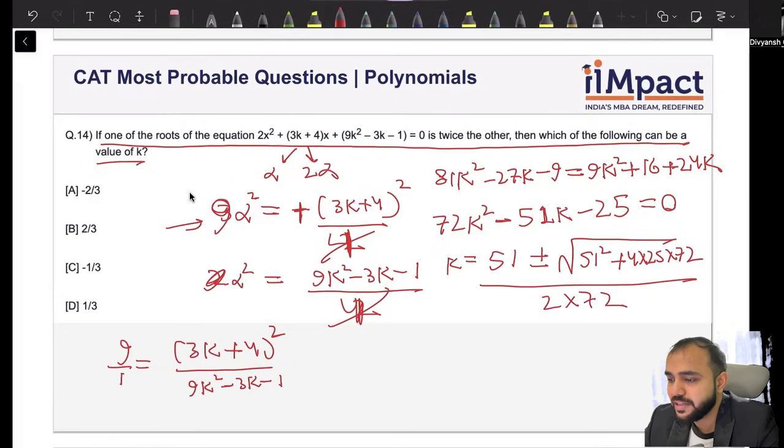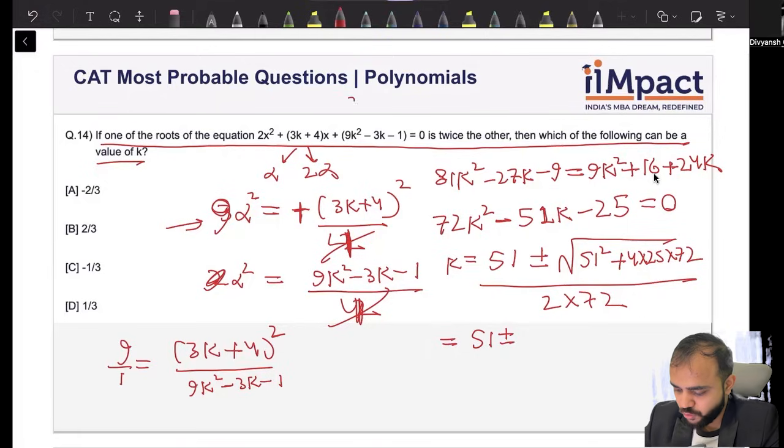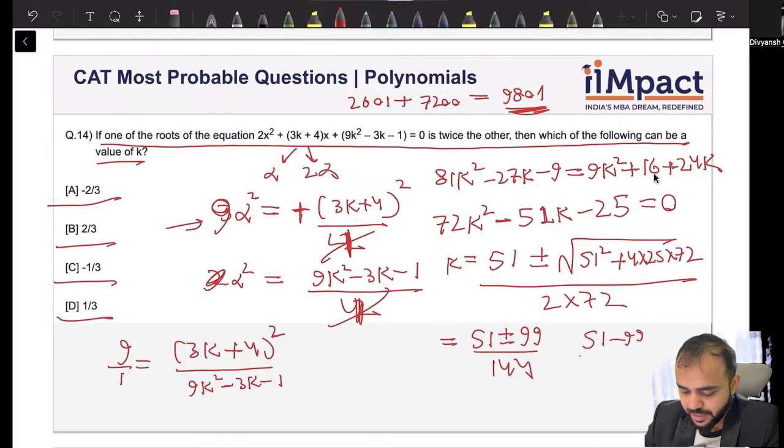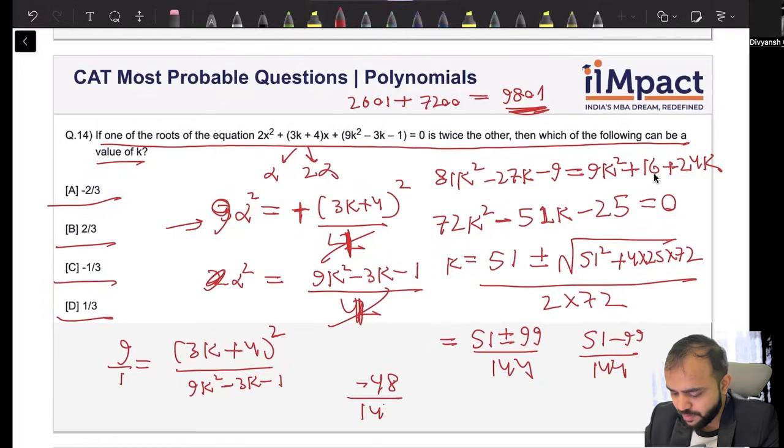So I can find the value of k from here. So this will become 51 plus minus, this is 2601 plus 7200, which is 9801, which is 99 square. So 99 divided by 144. Now all options are less than 1, so I'm not going to take the positive root. I'll take 51 minus 99 divided by 144, which is minus 48 by 144, or minus 1 by 3. So your answer will be option C.